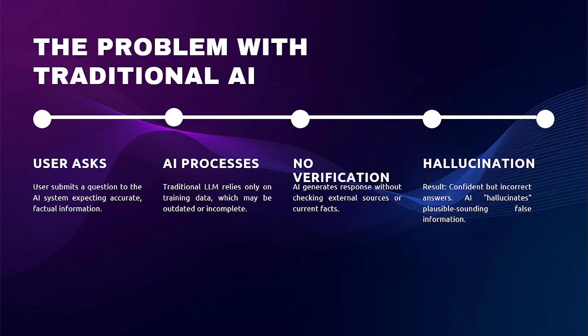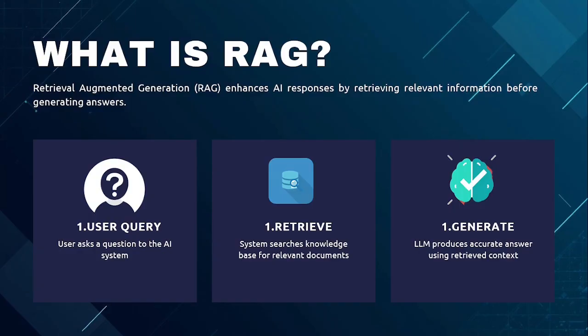This is called hallucination. So, now the question is, how do we make AI more reliable? What if we change the process a little? Instead of answering immediately, what if we make the AI search first and then answer? That is exactly what RAG does. Retrieval Augmented Generation. Retrieve first, generate next. Now, the answer is not coming from the memory, it is coming from the actual data.